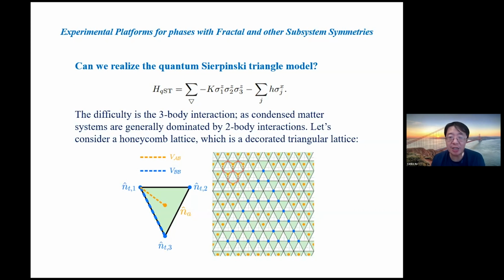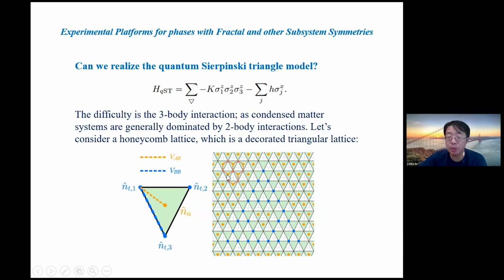So let's consider a honeycomb lattice. Okay, I'm not sure whether you can see this. There are some hexagons here, okay, honeycomb. But actually the honeycomb lattice has an equivalent description as the decorated triangular lattice. The sublattice A of the honeycomb lattice is the center of the down-facing triangle of the triangular lattice, and the sublattice B of the honeycomb lattice is the vertex of the down-facing triangle of the triangular lattice.